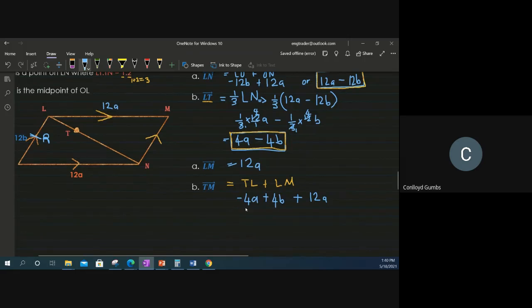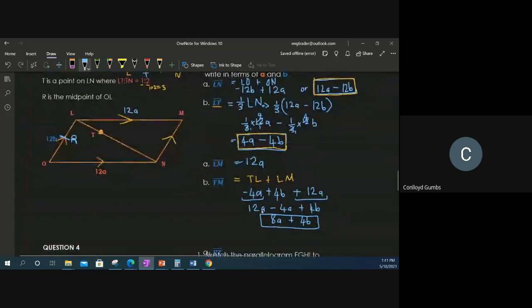Now I could simplify it, group the like terms together. So we've got the A's here, group the A's here. That's like saying 12A minus 4A plus 4B. These here simplify to 12A take away 4A, that gets turned to 8A, plus 4B. That's the answer for TM. 8A plus 4B. That's our answer for that.